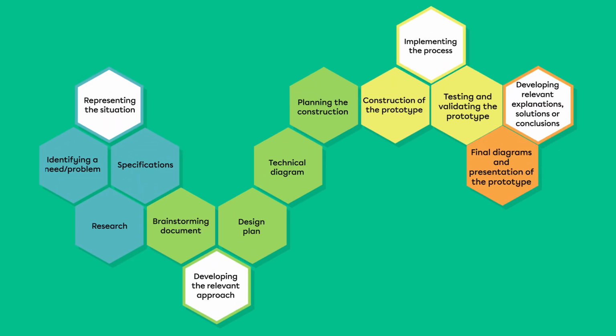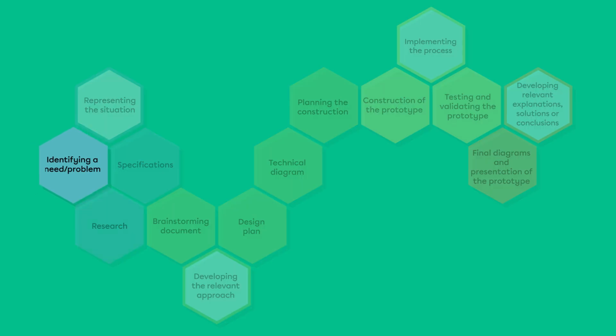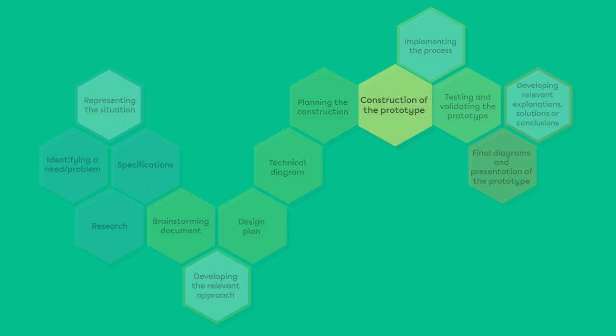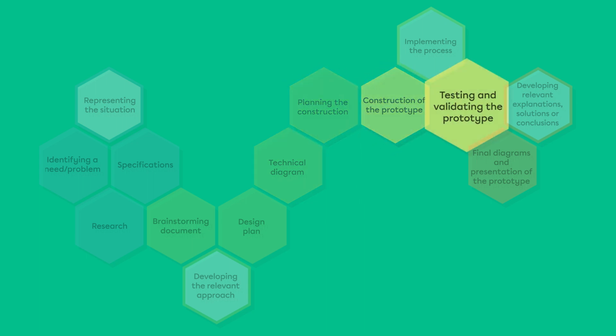We're reaching the end of the technological design process. We identified the need, searched for solutions, and specified the constraints. Next, we brainstormed, made a sketch of the model to be built, and planned the construction steps. Finally, we built and tested the prototype.